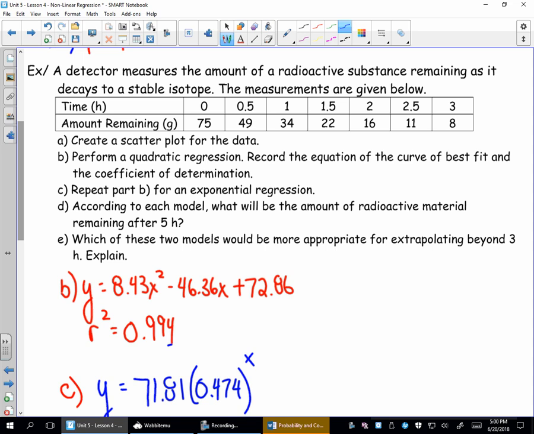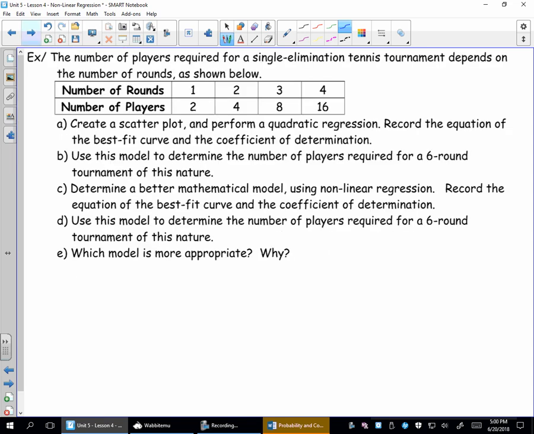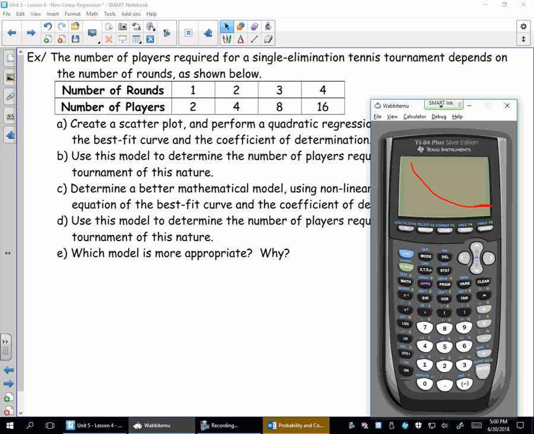Okay, last example. The number of players required for a single elimination tennis tournament depends on the number of rounds as shown below. Create a scatter plot, perform a quadratic regression. Alright, so let's go to our calculators. Let's clear out our old data. Get rid of that curve there.